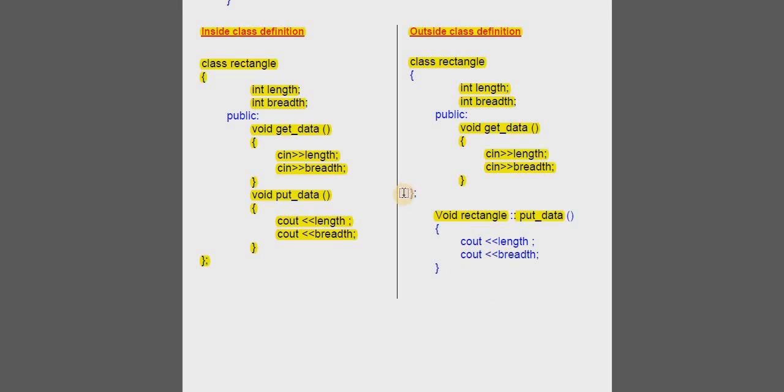So the class body is already ended here. So after the class body means after the class ends, we have defined the function. So this put data function is defined outside class body.